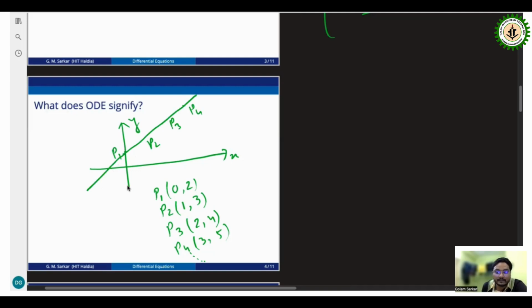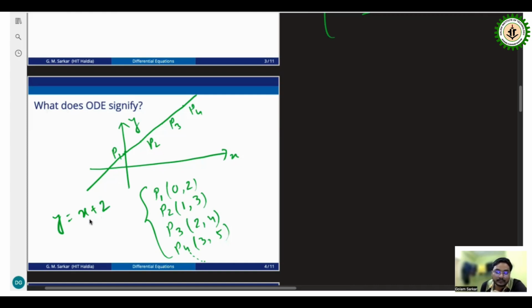Now, you see, instead of telling all these points P1, P2, P3, P4, we can represent all these points through a straight line, y equals x plus 2. Okay, so all these points pass through this straight line, y equals x plus 2.